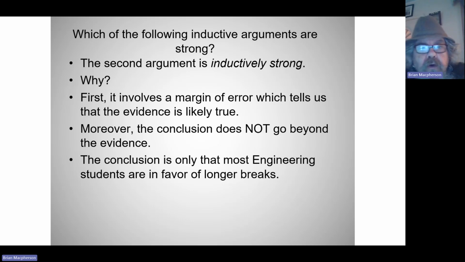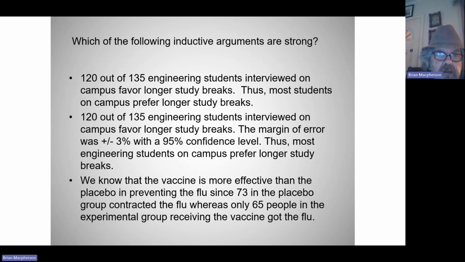Why? Well, first of all, it involves a margin of error, which tells us that the evidence is likely to be true, right? Because with a 95% level of confidence, your numbers will be within plus or minus 3 percentage points. So that's pretty good evidence, right? Moreover, the conclusion does not go beyond the evidence, right? The evidence is talking about engineering students, and the conclusion restricts itself to engineering students. So we will say then that the second argument is inductively strong. Let's go to the one below that, okay?